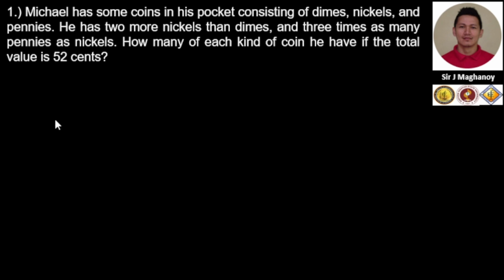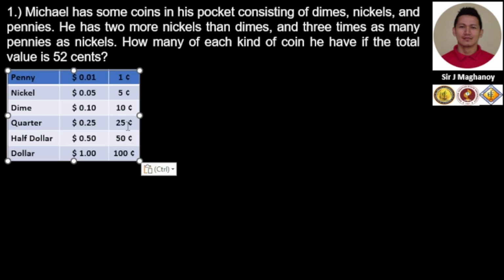So before we solve this problem, let's first understand this table. Since this is a US currency, the mnemonics for this coin problem may be useful. Some of the problems in the board exam were taken from American books. That's why they are using the American currency, dollars. The mnemonics is PND, which stands for penny, nickel, dime. 1 penny is equal to 1 cent. Nickel is 5 cents, and dime is 10 cents.